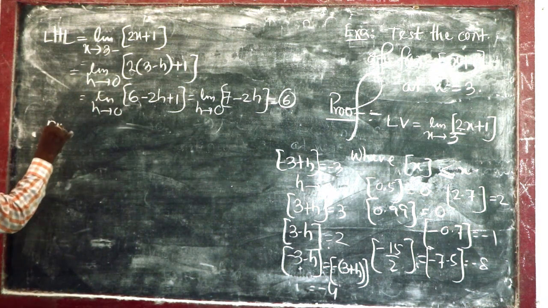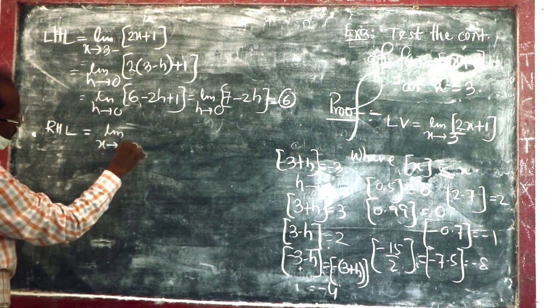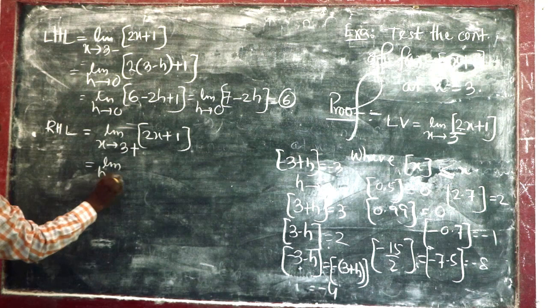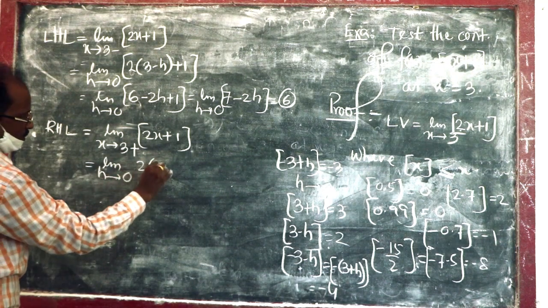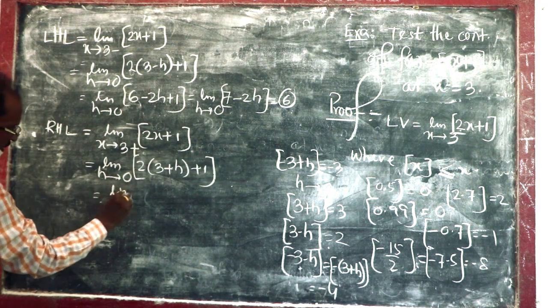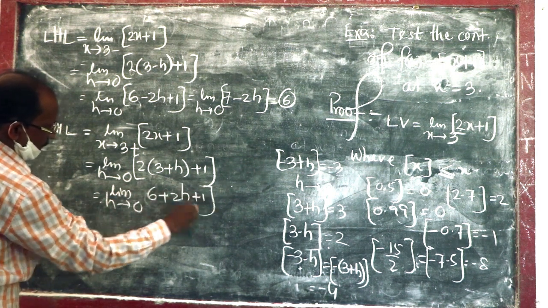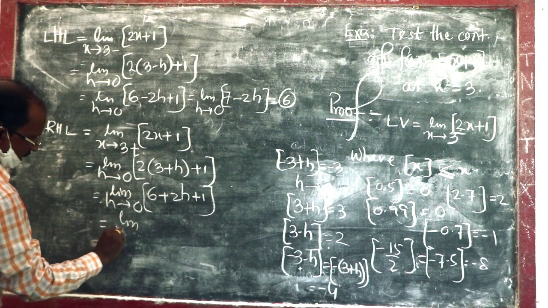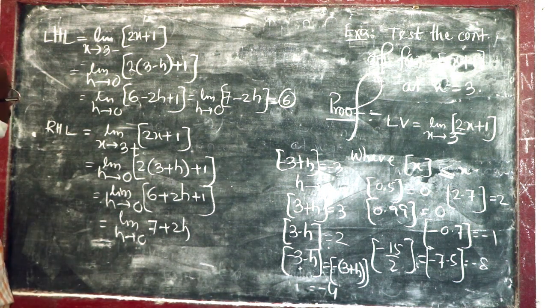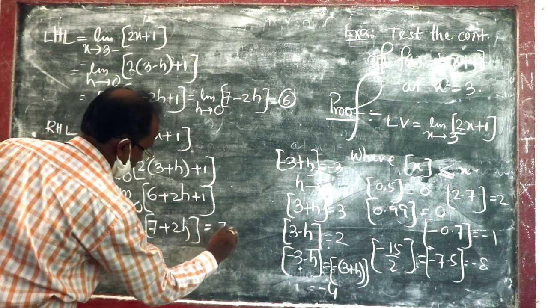Again RHL is equal to how much? Now changing limit x tends to 3 plus, then bracketed 2x plus 1. So changing limit as h tends to 0, 2 into (3 plus h) plus 1, that is equal to limit h tends to 0, 6 plus 2h plus 1. So limit h tends to 0, 7 plus 2h, whose bracketed value is equal to 7.